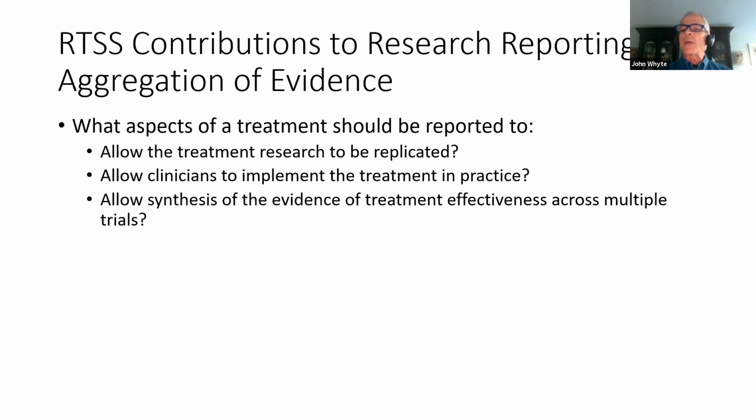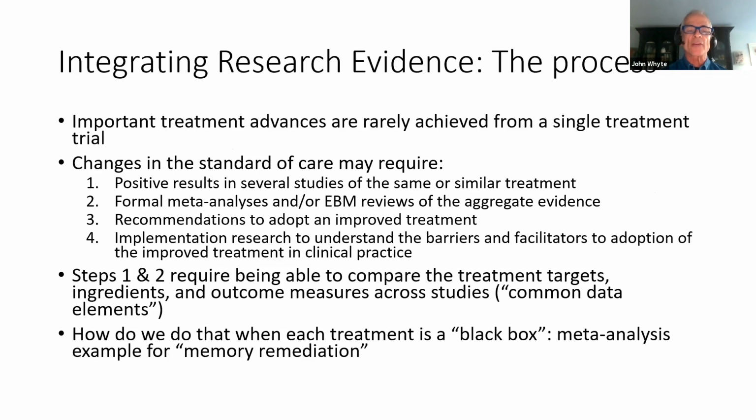Now, in addition to helping you design research and pick the right outcome measures, there's the question of how we read or interpret published evidence. How do we know what aspects of a treatment that we read about that's effective should be replicated? Do we have enough information to perform that treatment in practice? And when we have multiple different studies of what sound like similar treatments, can we aggregate the evidence across multiple trials?